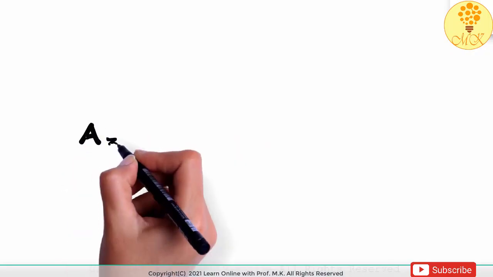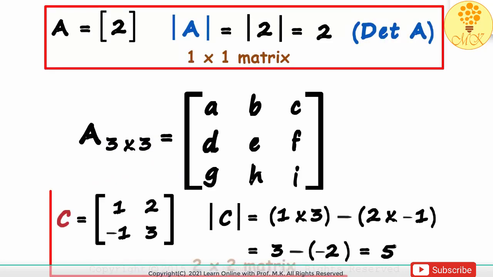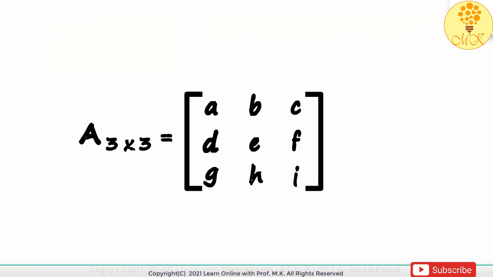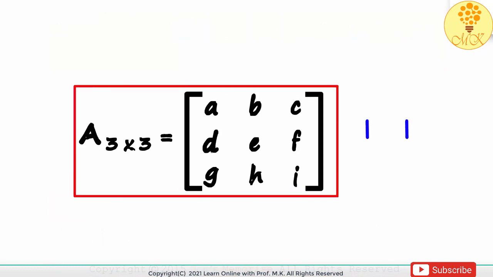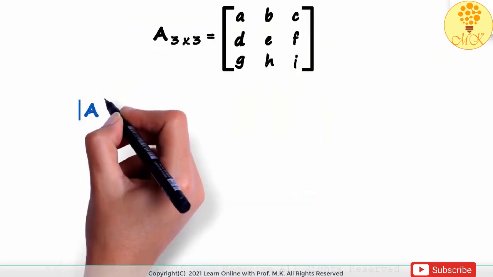How do we find the determinant of a 3 by 3 matrix? We have seen how determinants of 1 by 1 or 2 by 2 matrices are calculated. If we have a 3 by 3 matrix like this, how do we find its determinant? It's really interesting. Let's zoom out and find the determinant of A.